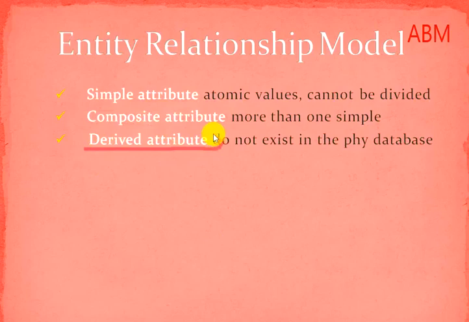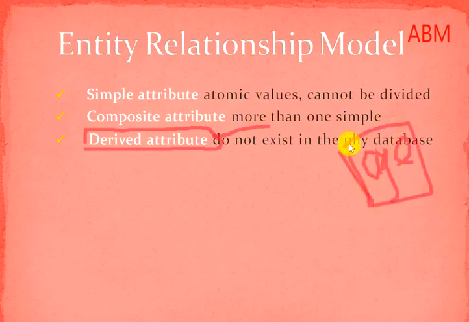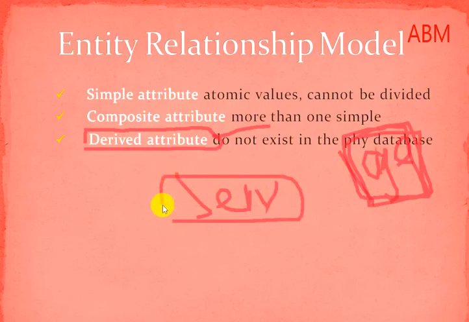Derived attributes are those attributes which usually don't exist in the physical database. These are not stored in the database, but are derived from other data. Usually we don't store age in a database, and the age is derived from the date of birth. For example, the years of service, or the duration of the service, is usually not stored in the database, but it is derived from the date of joining.